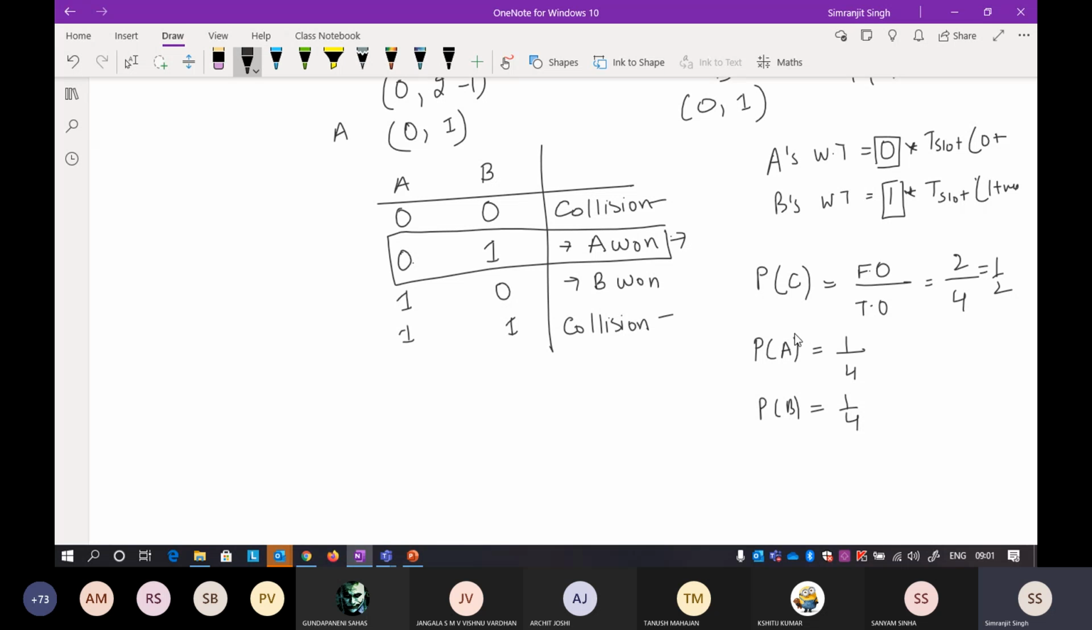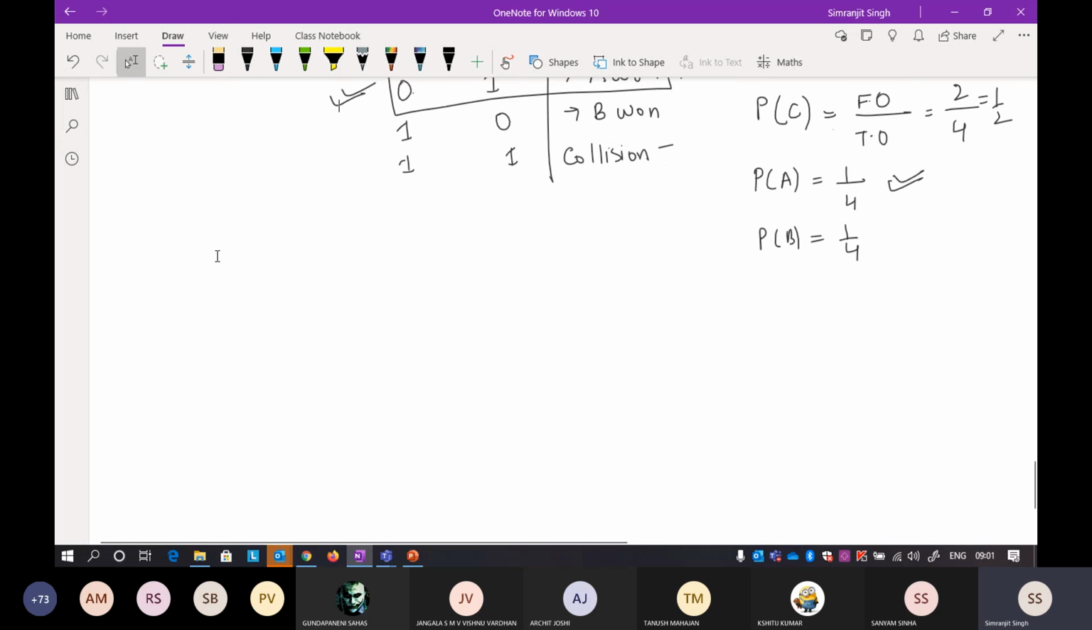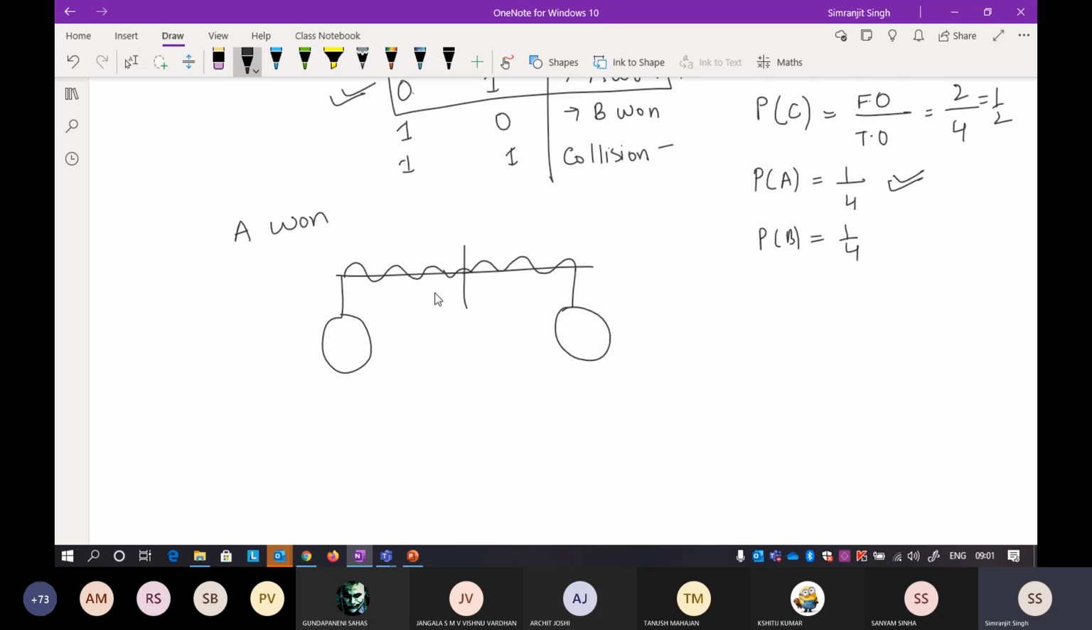Okay, so you're seeing here both the winning probability of A and B is same, but the collision probability is more. Suppose I'm thinking that this particular time A won. Provided that A won, now what will happen? It means that A has successfully transmitted the data. Now this is your second time. Again, suppose in the second time there is also a collision. When collision occurs, this is the second packet that A is transmitting. Again, this is the first packet that B is transmitting.